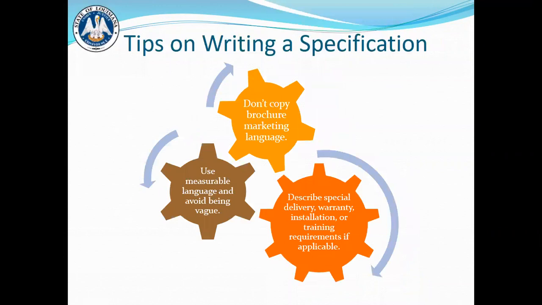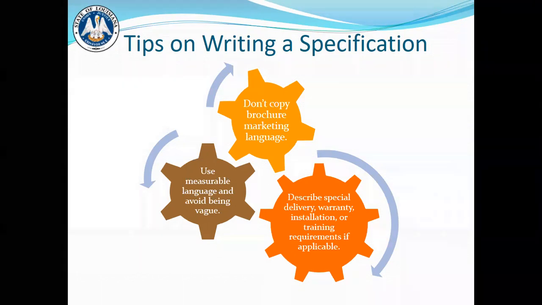Another thing in writing a specification, which happens a lot it seems, is don't copy brochure marketing language. A lot of times these just have features of the items that you're trying to procure, and that's not really a specification, more of an opinion on a lot of items. You also want to use measurable language and avoid being too vague.